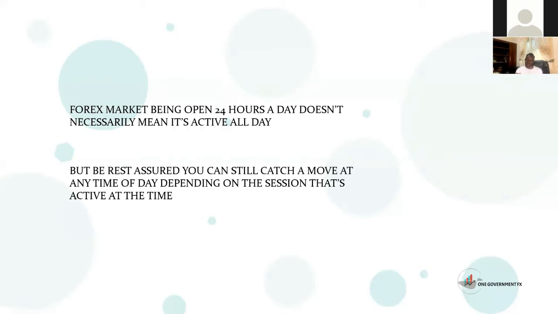And then you should also note that the market closes around 11 to 12 p.m. That's the closing time of the market every day. So more or less it signifies a new day. It just closes for an hour to usher in the new day. So at that period, nobody really trades.